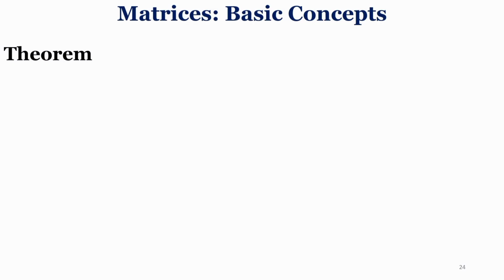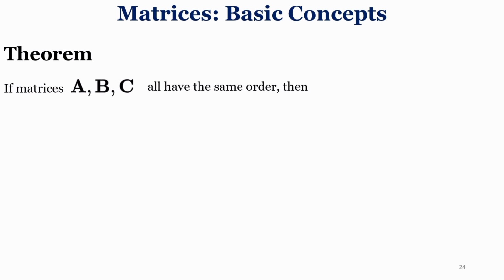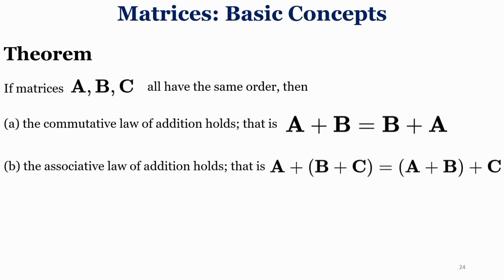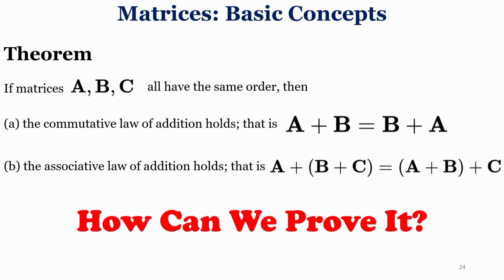This brings back one important theorem: if matrices A, B and C all have the same order, then the commutative law of addition holds, which means A plus B equals B plus A, and the associative law holds, that means A plus (B plus C) equals (A plus B) plus C. It is not really a theorem; it comes automatically when we look into the laws of order and addition. The question is, can we prove this? This is exactly what we are going to do in the next video. We are going to prove this theorem and look further.